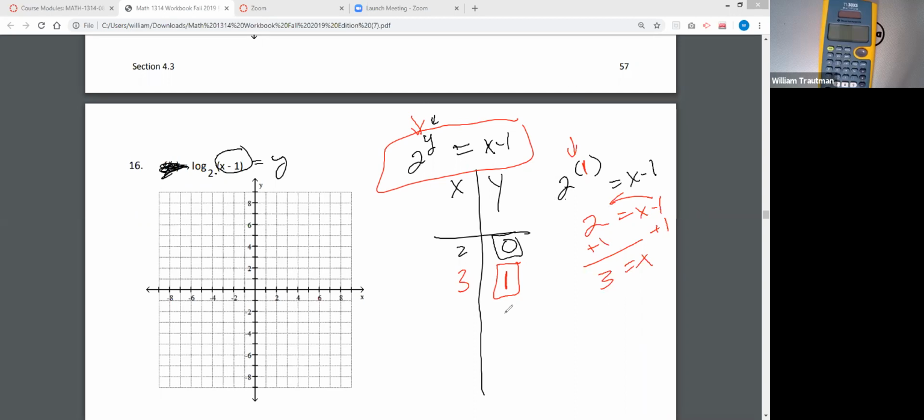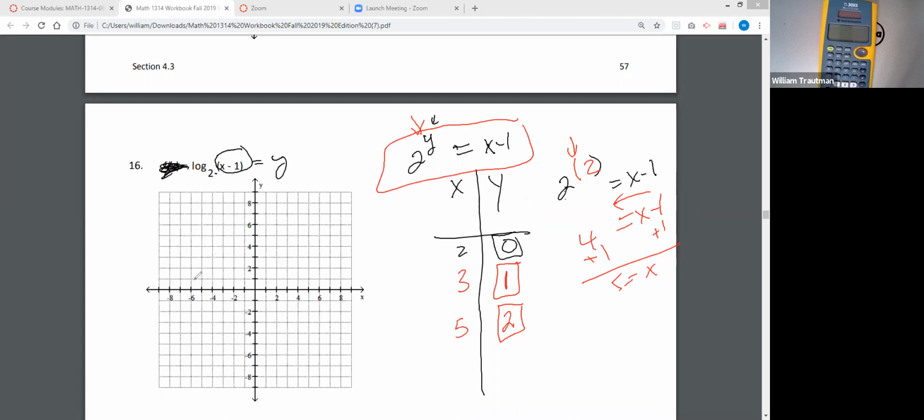I'm going to write it down this time. Let's plug 2 into the y spot. If I plug 2 in here, 2 to the 2nd power is 4. 4 equals x minus 1, bring the 1 over, add 1, x equals 5.